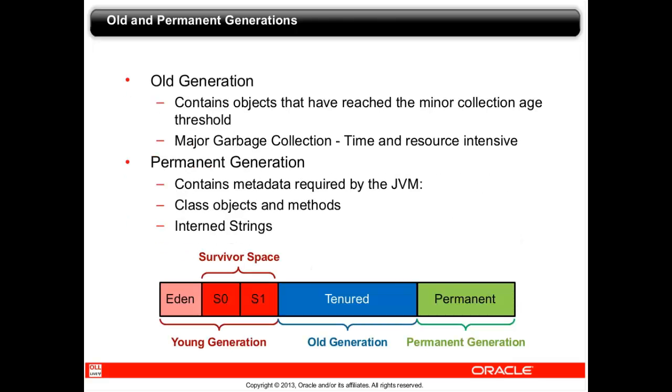Okay, to finish up, I haven't mentioned the old generation that much, but once again, that's for long-lived objects. When we garbage collect that, it's time and resource intensive. That's why those are called major garbage collections, so we try to minimize those if we can. And then the permanent generation is mostly metadata, mostly class information, stuff like that. It's pretty static. The permanent generation does not generally change size that much.